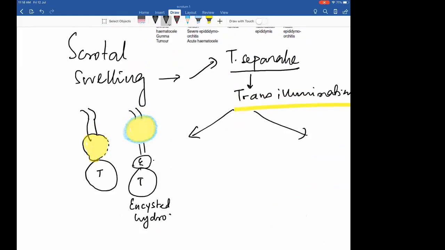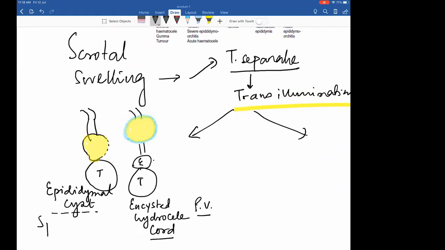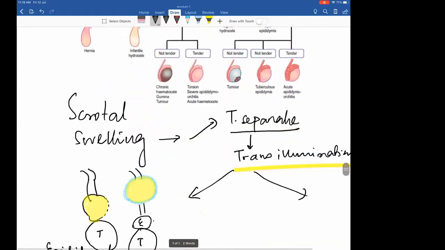hydrocele of the cord and is a remnant of the processus vaginalis. We'll talk about that in the hydrocele class. Whereas the next one is something called an epididymal cyst, which was called a spermatocele. There are still confusions. Urology guys will call both of them the same thing. Forget my spelling. They are called a spermatocele and an epididymal cyst.